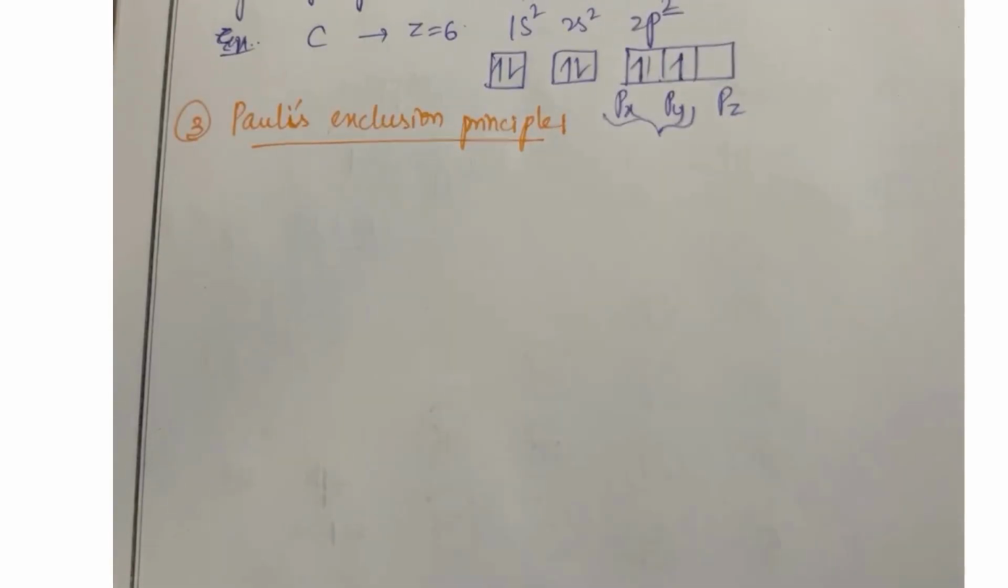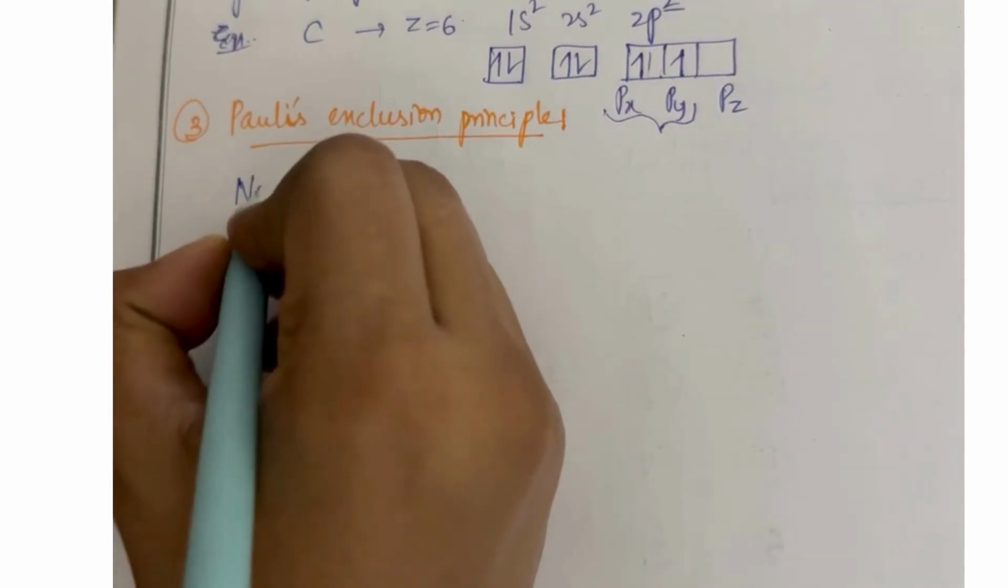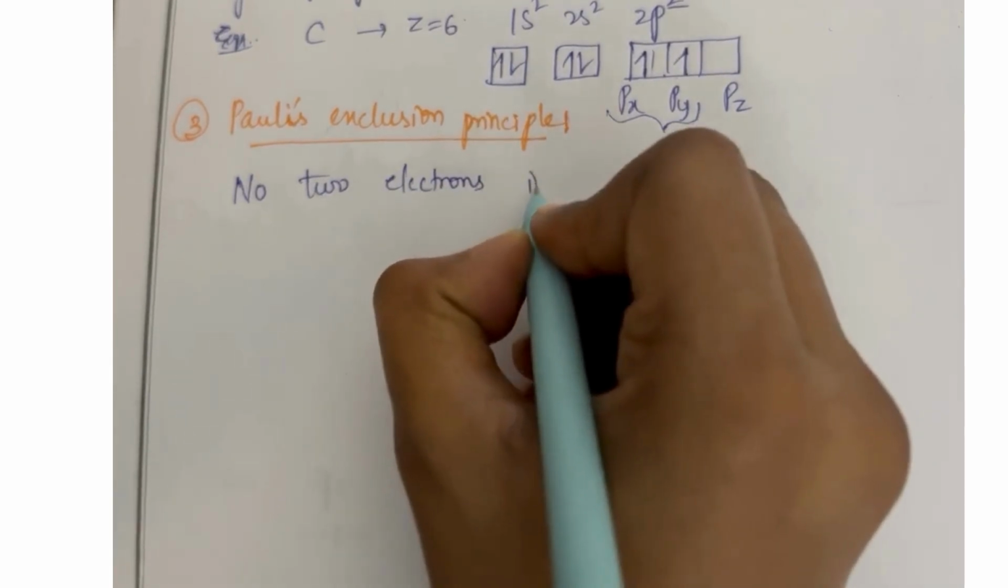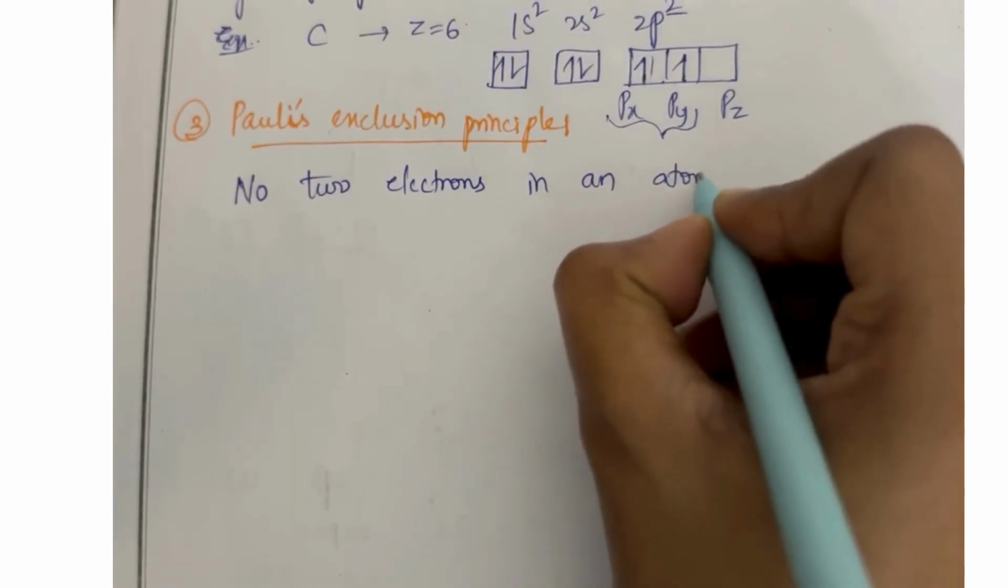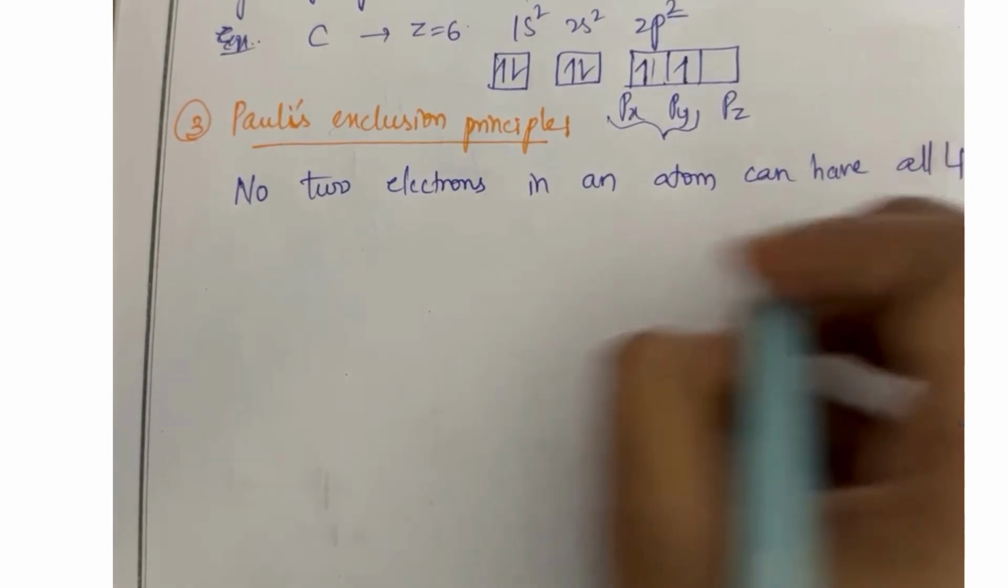The third rule is Pauli's exclusion principle. This states that no 2 electrons in an atom can have all 4 quantum numbers the same.